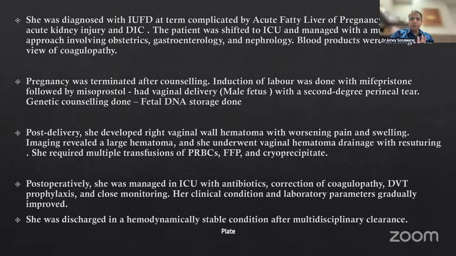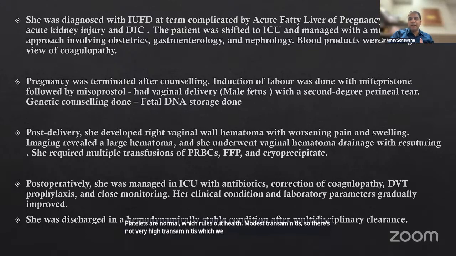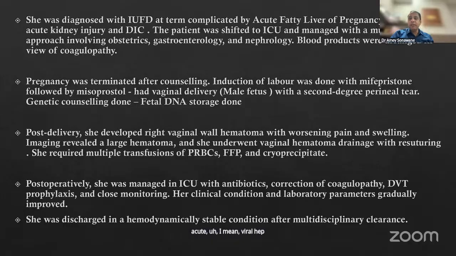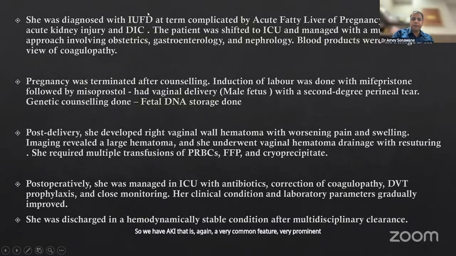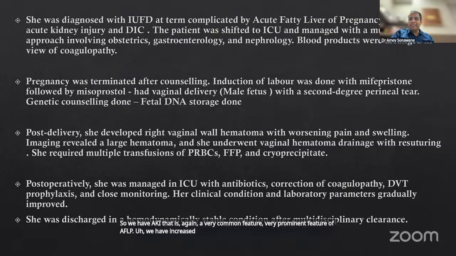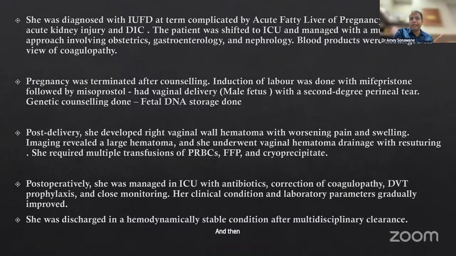Platelets are normal, which rules out HELLP. Modest transaminitis, so there's not very high transaminitis, which we see in acute viral hepatitis. Uric acid is elevated, which is not seen in other pathologies. We have AKI, which is again a very prominent feature of AFLP. We have increased serum bile acids, which can divert the mind to intrahepatic cholestasis. But we also know that in acute fatty liver of pregnancy, we can have increased serum bile acids, and the reason we'll discuss. And then IUFD helped the lady actually, and viral serology was negative.